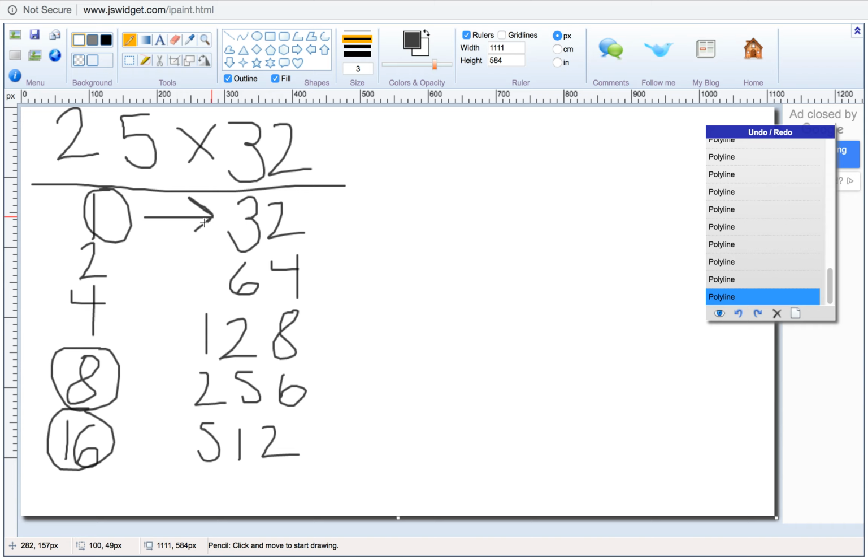And then what you're going to do is look directly across from those numbers that you found that would add up to 25. And you're going to add them all up. So you're going to add 1 and 32, and then 8 and 256, and 16 and 512. And you're going to add all of those up together, and then you're going to get our answer, which is going to be, ooh, that is not a good line, 800. So that is basically how you do it. There you go.